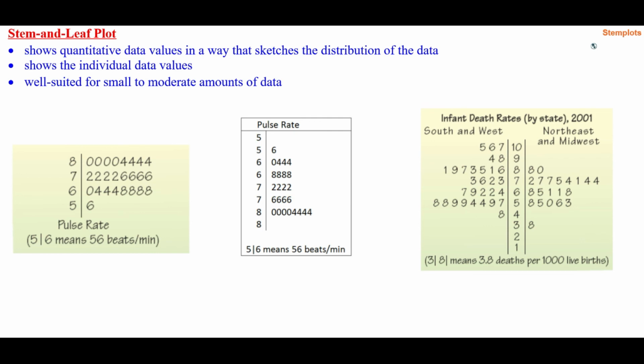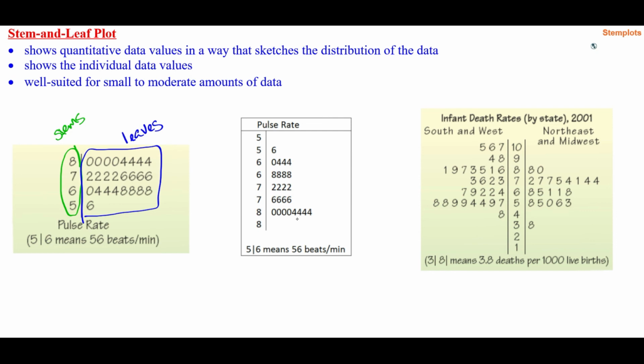So this is suited for small to medium amounts of data. If we have hundreds of data values, this is going to be too big and cluttered to be able to read very well. So this is something that we're going to use when we have a small to a moderate sort of data set. So a couple things here. Remember, these values here are my stems, and then these values are the leaves.